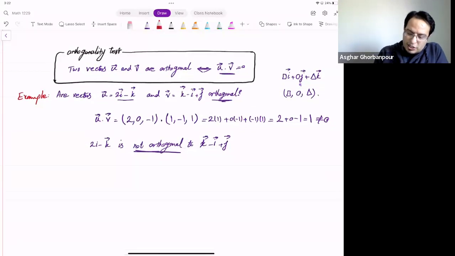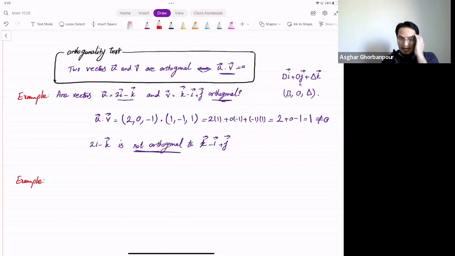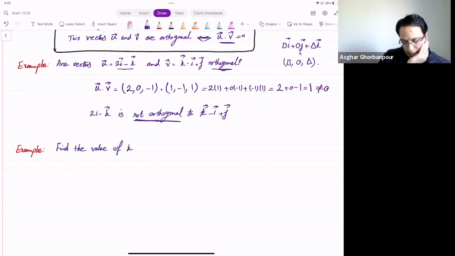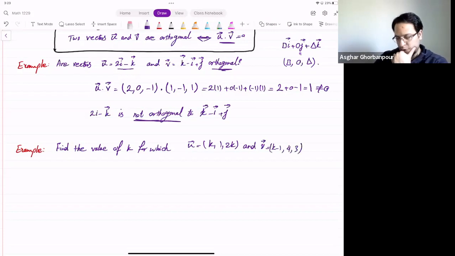There will be questions or cases where you have to try to find some values for which the vectors are orthogonal. So this is an example of that form. It says: find the value or values of k for which these two vectors, u, which is k, 1, 2k, and v, which is k minus 1, 4, and 3, are orthogonal.